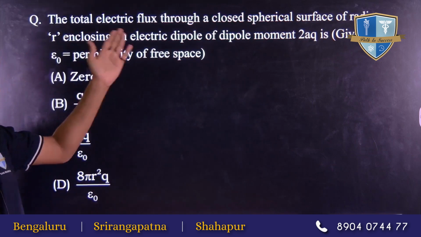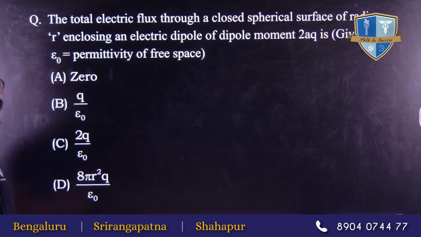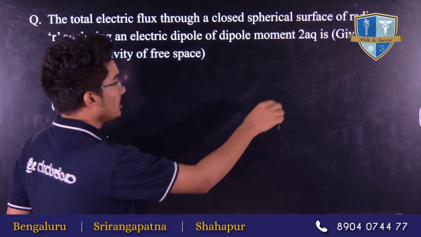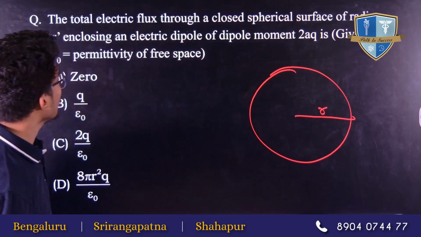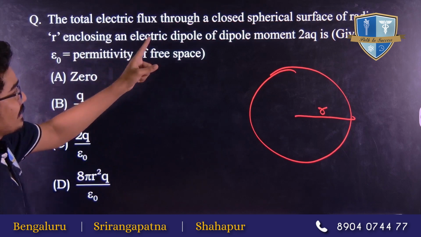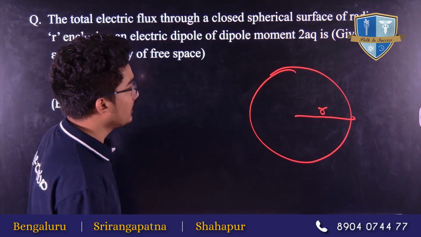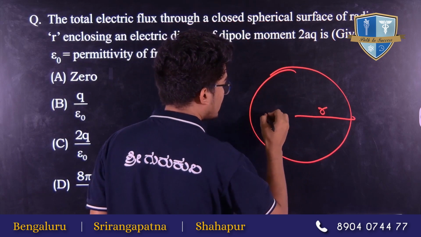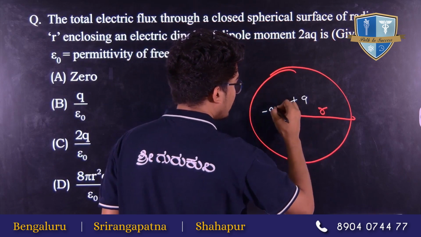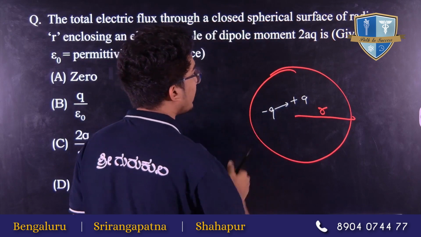The question is about the total electric flux through a closed spherical surface of radius r. This is a closed spherical surface of radius r enclosing an electric dipole. The dipole is formed by a positive charge and a negative charge of equal amount. So there is a dipole inside, correct?